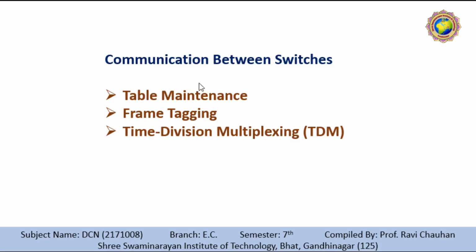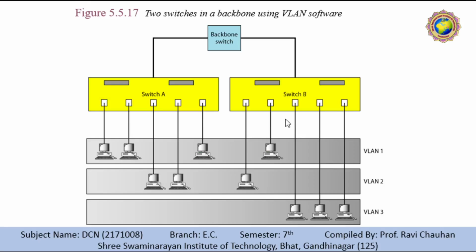So how to communicate between the switches? In a multi-switch backbone, each switch must know not only which station belongs to which LAN, VLAN, but also the membership of a station connected to the other switches. For example, in our figure 17, switch A must know the membership status of the stations connected to switch B, and switch B must know the same about switch A.